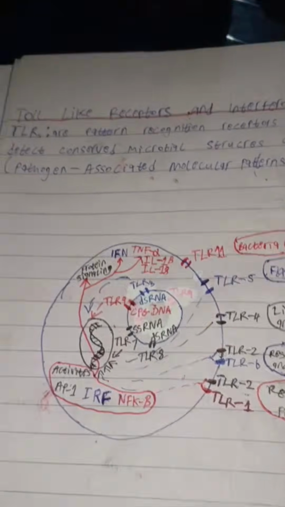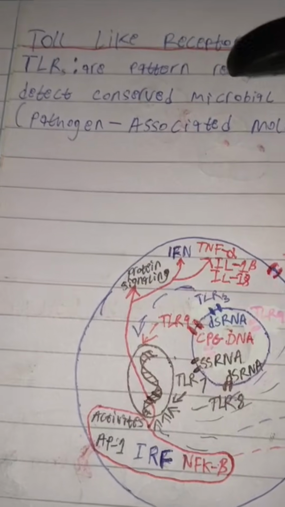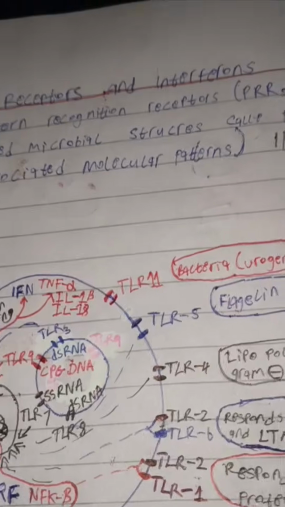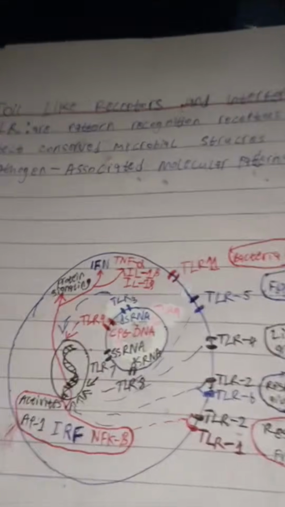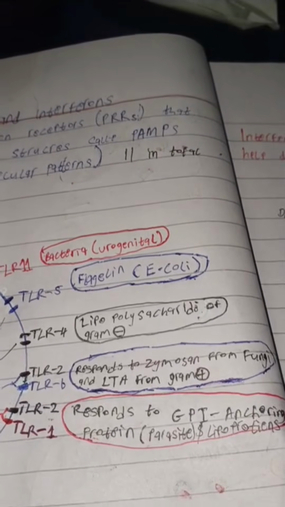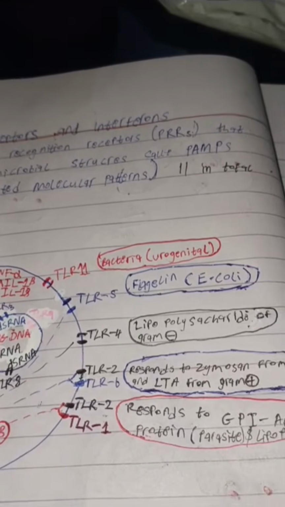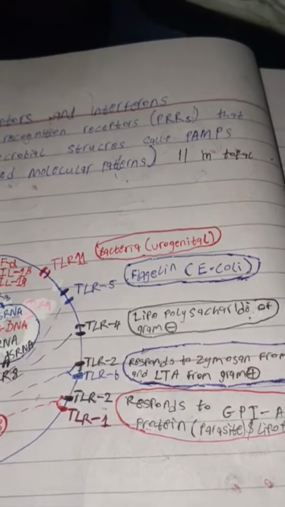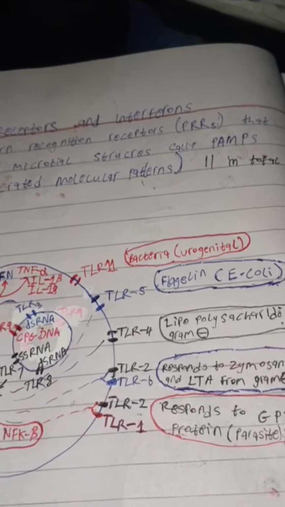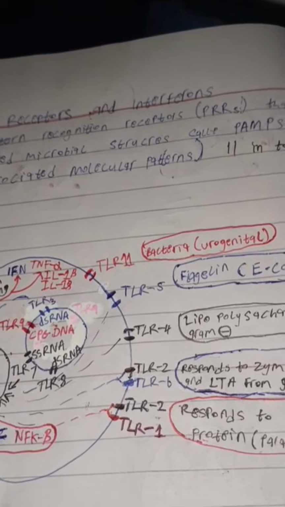Today we're talking about toll-like receptors. Now, toll-like receptors, or TLRs, are pattern recognition receptors, PRRs. Their job is to detect conserved microbial structures called PAMPs, which are pathogen-associated molecular patterns. In total there are 11. They have no idea what toll-like receptor 10 actually does, so we'll be talking about 10 today.